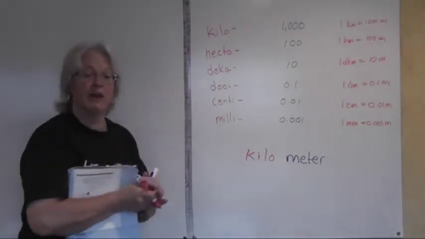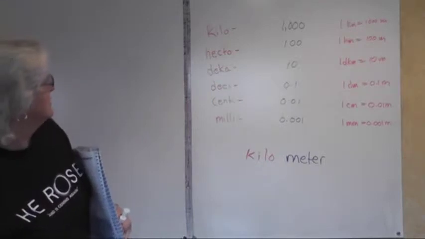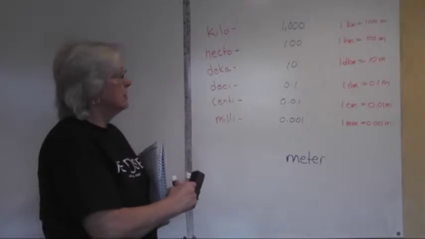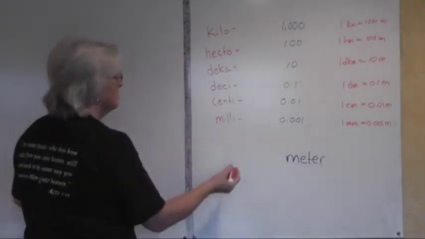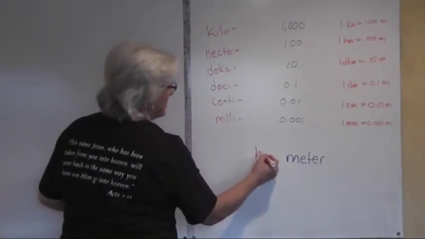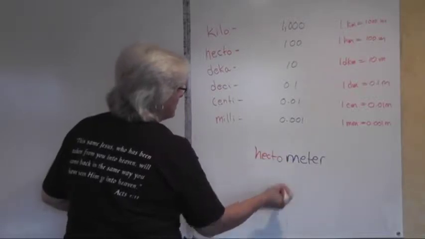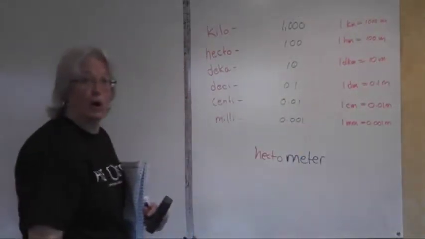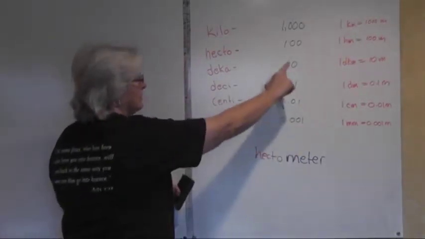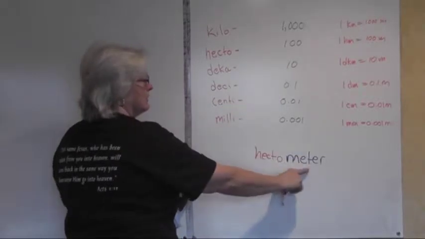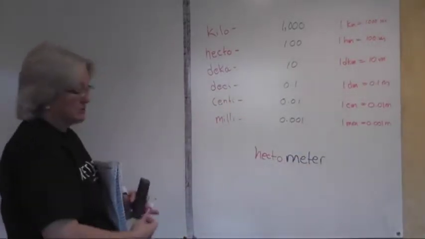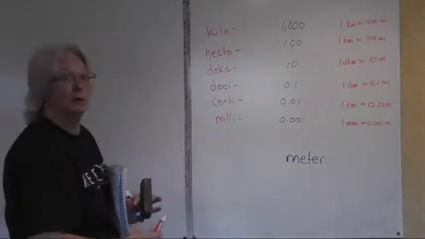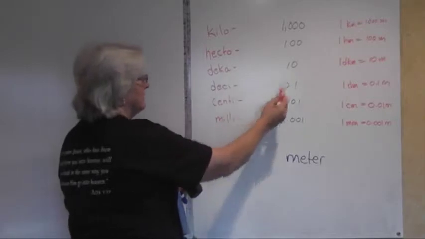What do we have next? We have hecto. These are Latin roots. And our chart tells us that hecto means 100. Hectometer. 1 hectometer is 100 meters. Hecto means 100. Meter, 100 meters. We have Deca. What does Deca mean? Deca means 10.